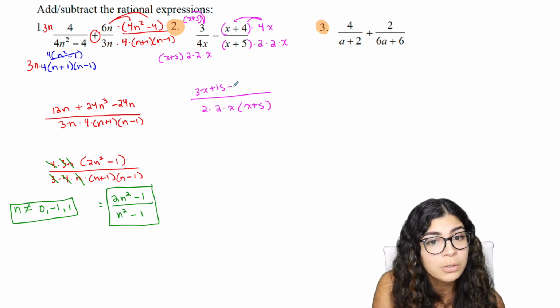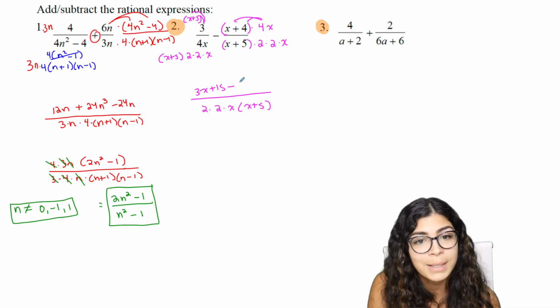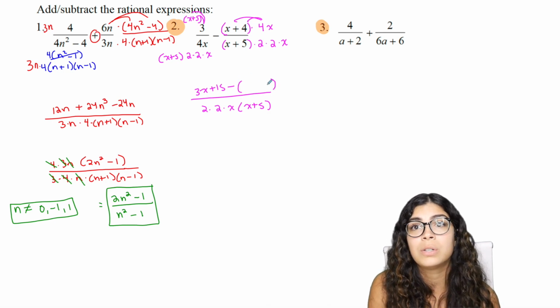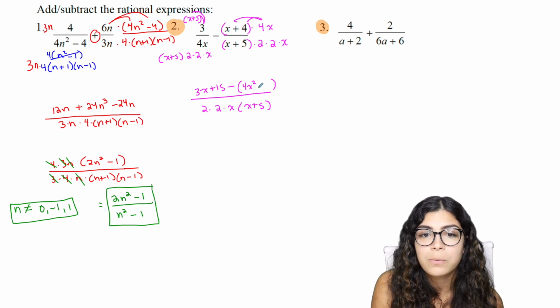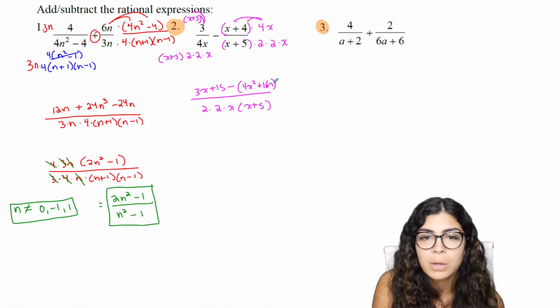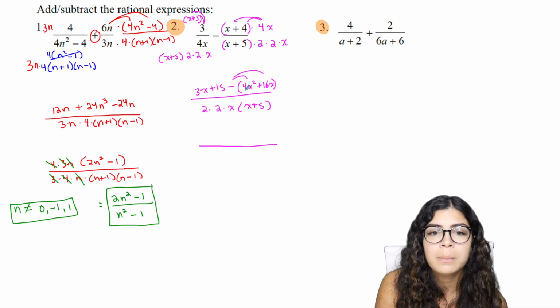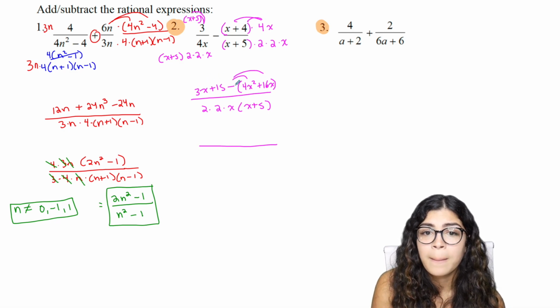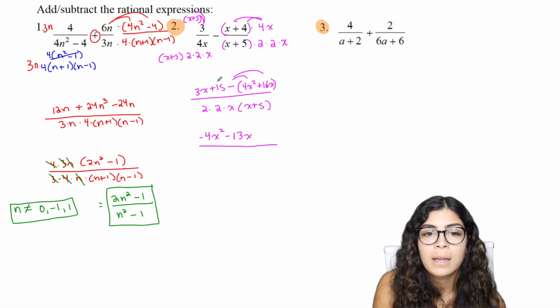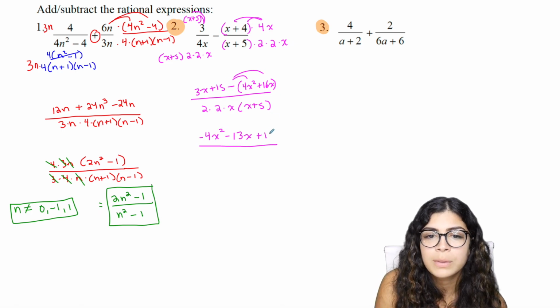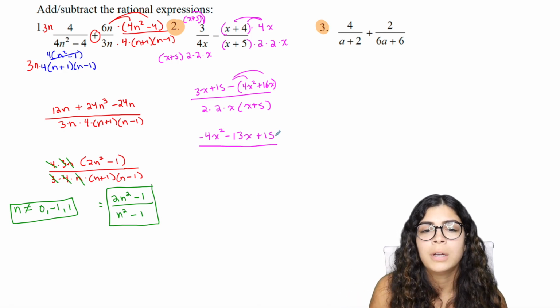So be careful. Remember, when you're subtracting, whatever is after it is in parentheses, and you need to distribute the negative to both. So 4x times x would be 4x squared, and 4x times 4 would be 16x. So really this is minus 4x squared minus 16x, right? So the numerator, if we simplify it completely, will be 3x minus 16x, which is negative 13x, negative 4x squared, and positive 15. And I wrote that in standard form so that I could easily factor on the next step.